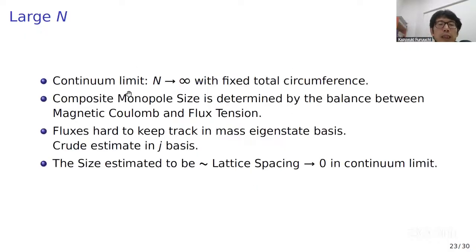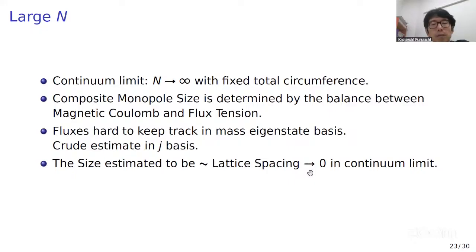The continuum limit is achieved by taking the number of lattice points to infinity but making the lattice spacing 0, so that the total circumference of the circle is fixed. The composite monopole size is determined by the balance between the magnetic Coulomb force and the flux tension in the same way. As I said, it's a little bit difficult to keep track in the mass eigenstate basis, but a crude estimate is possible in the original J basis. And the size turned out to be like the lattice spacing, which goes to 0 in the continuum limit, which looks consistent.